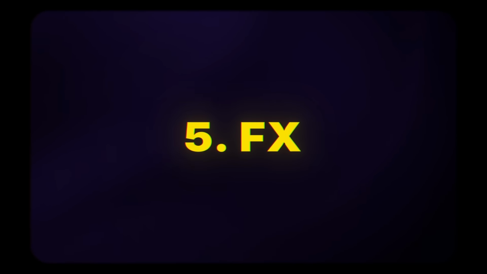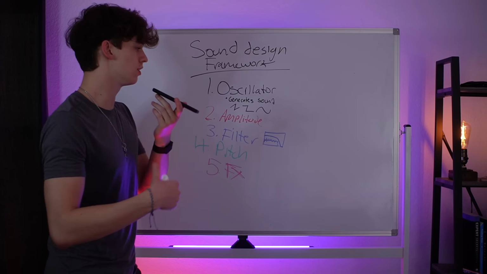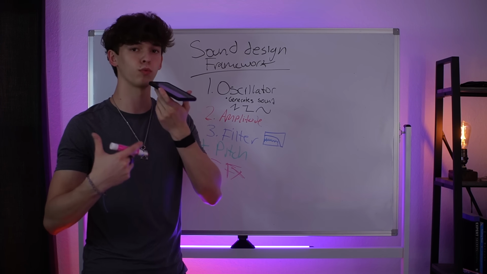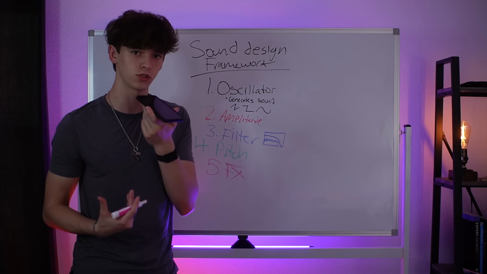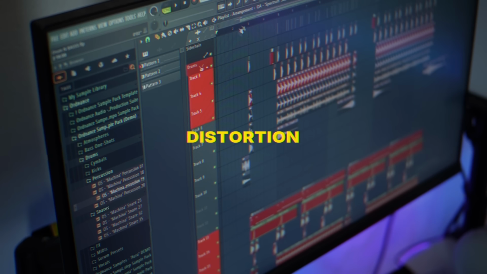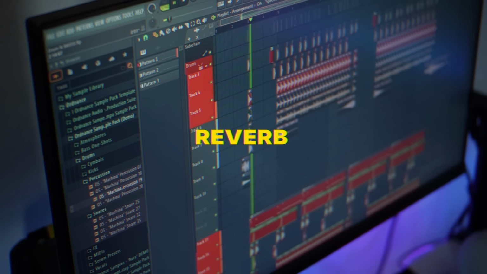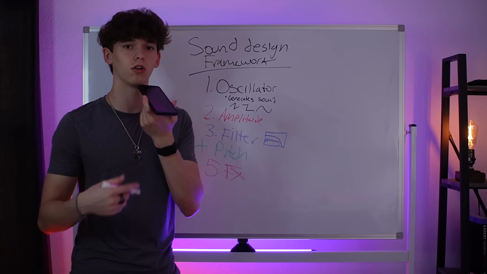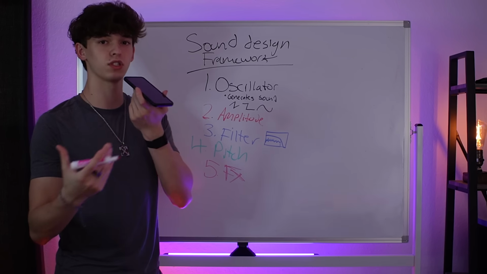Number five is effects or post-processing. And you can use the effects to add space or weird modulation or interesting textures. This could be chorus, distortion, hyperdimension, compression, reverb, delay, etc. All of these effects will come together to give your sound the texture you want.